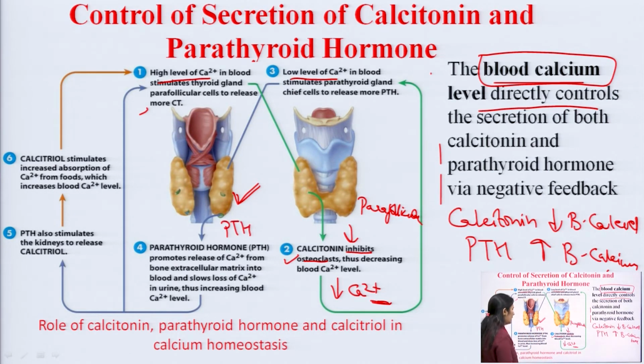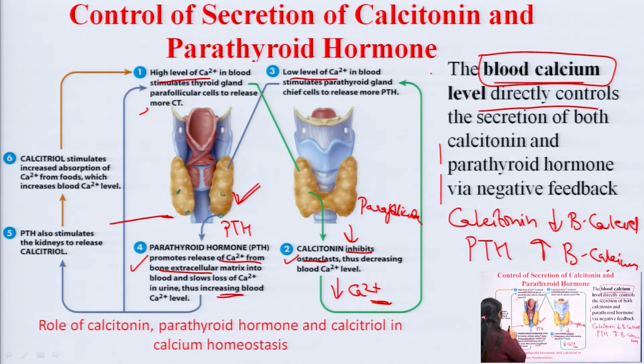So, this parathyroid hormone will promote the release of calcium from the bone extracellular matrix. It will increase bone resorption, the breakdown of bone, so more of the calcium will go into the blood, and thus it will slow the loss of calcium in the urine. Thus, it will increase blood calcium level.